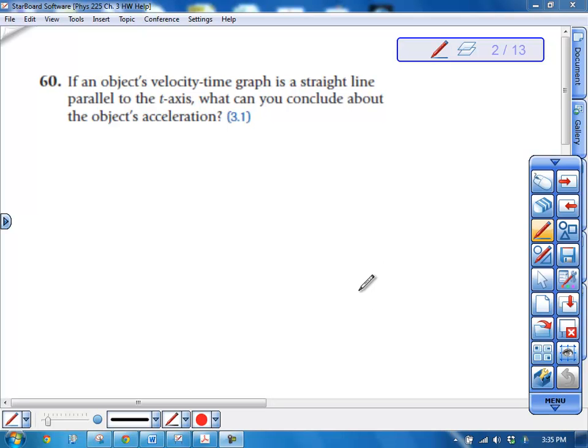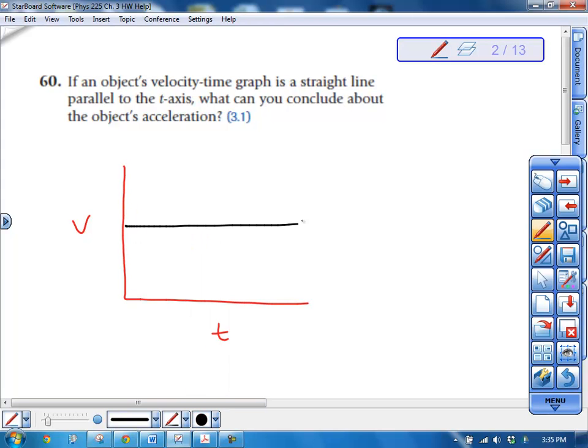Okay, this is the homework for chapter 3 for physics. Let's see. First question, 60, says if an object's velocity time graph is a straight line parallel to the t-axis, so here's a velocity time graph, and we've got a straight line parallel to the t-axis. What can you conclude about the object's acceleration? We would say that it's 0. Keep in mind the slope of this graph is acceleration, so the slope is 0, which means acceleration is 0.